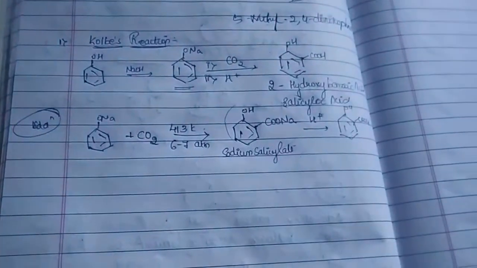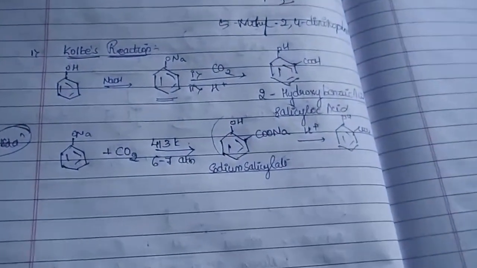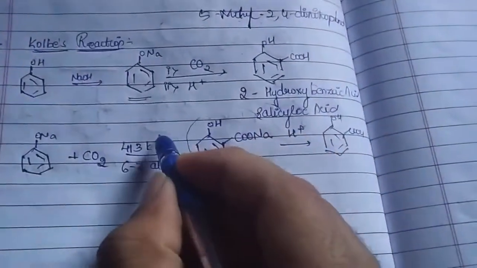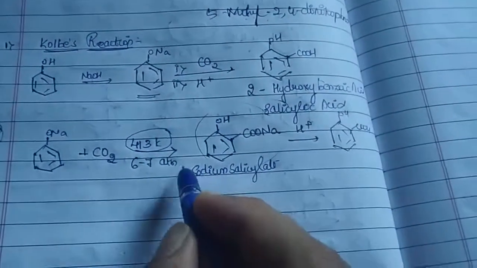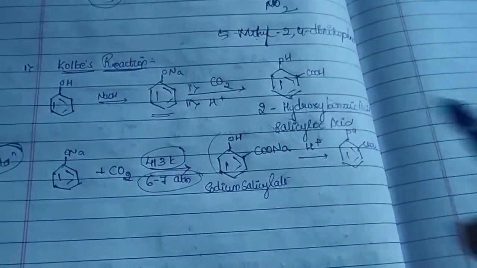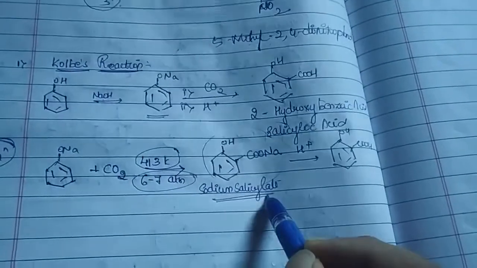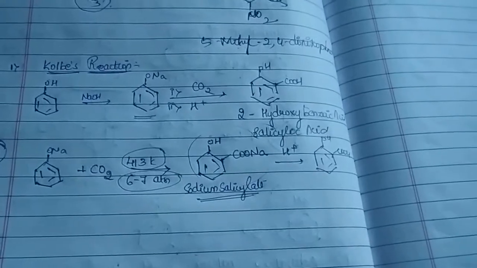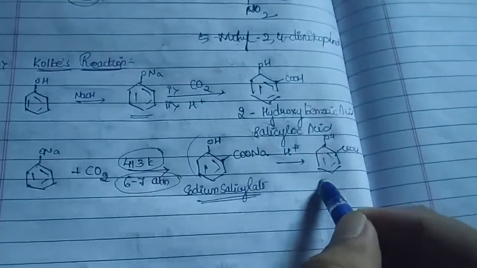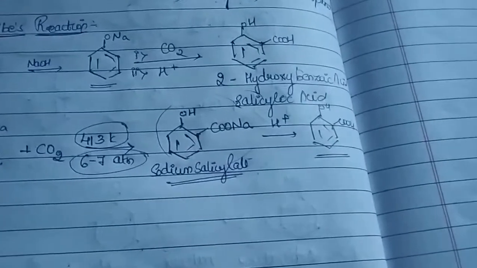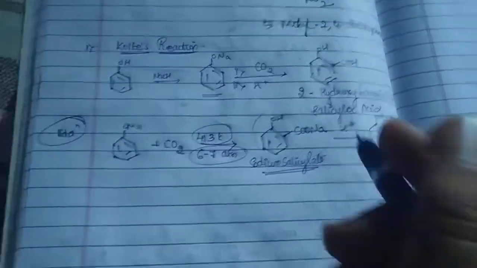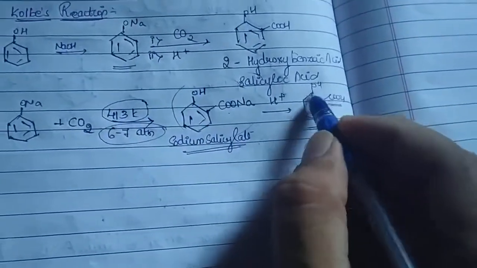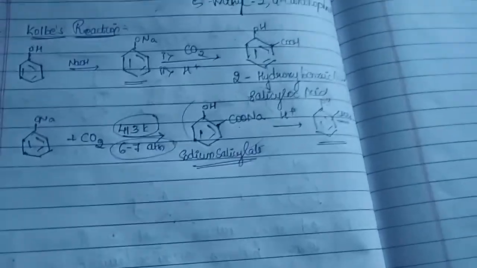First, we converted phenol to sodium phenoxide. Then we treated that sodium phenoxide with carbon dioxide at a temperature of nearly 413 Kelvin and 6 to 7 atmospheres. On treatment, we get sodium salicylate. Treating this sodium salicylate with HCl, or in simple words, on acidification, we get the respective salicylic acid. Do remember one important thing: the salicylic acid we have got is in the ortho position.